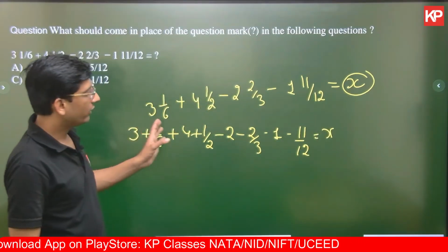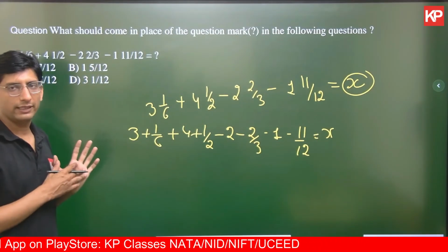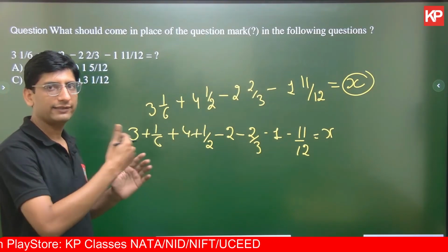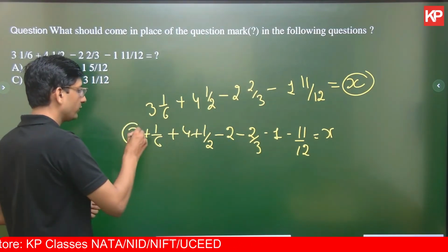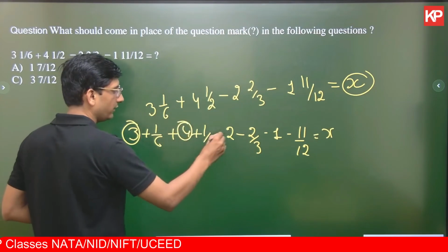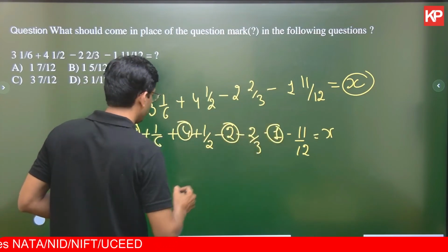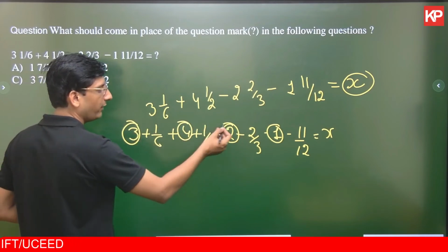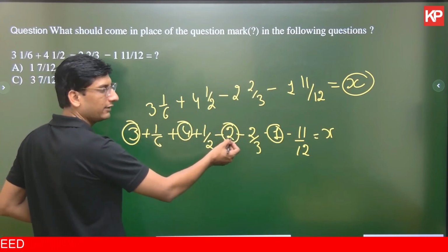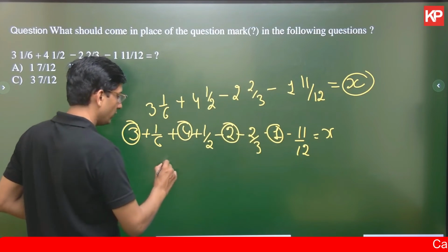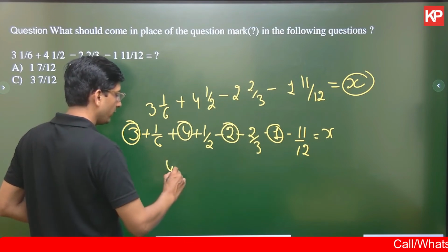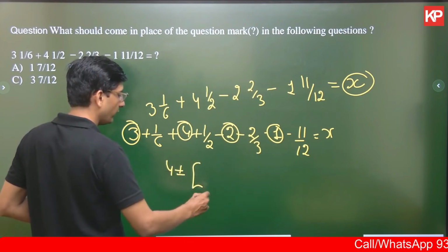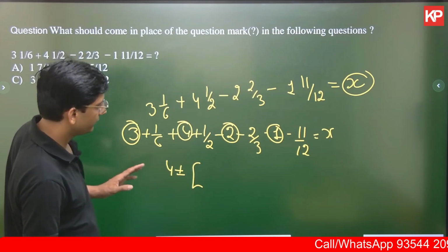Now add or subtract the natural numbers and fraction numbers separately. So the numbers which are natural are 3, 4, 2 and 1. So 3 plus 4 is 7, 7 minus 2 is 5, 5 minus 1 is 4. So the natural number part will be 4.